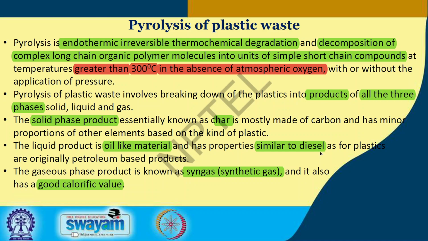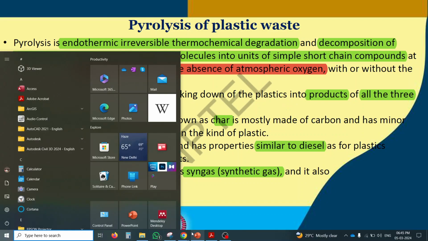Solid product will yield char. Liquid product will yield oil-like material similar to diesel. The gaseous product will yield syngas, that is the synthetic gas, and it has a good calorific value. This synthetic oil can be used as a fuel.